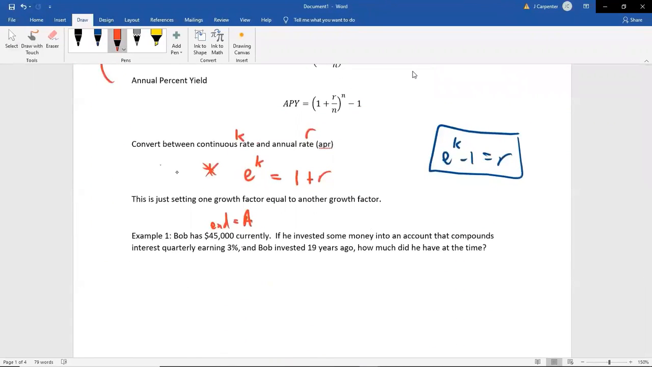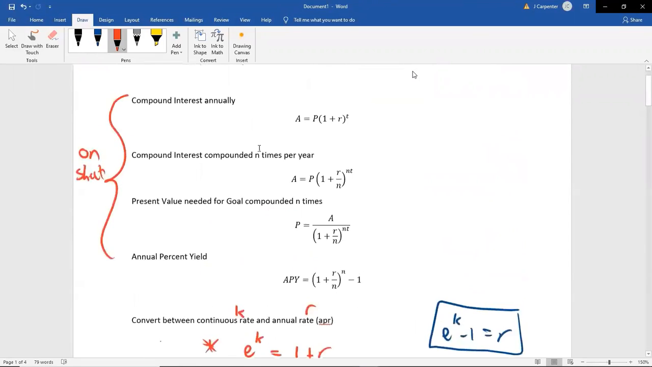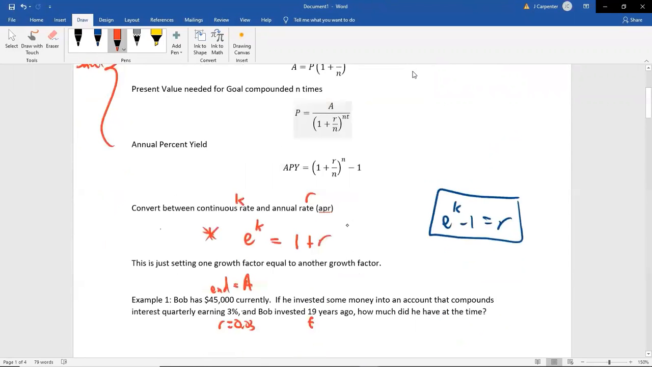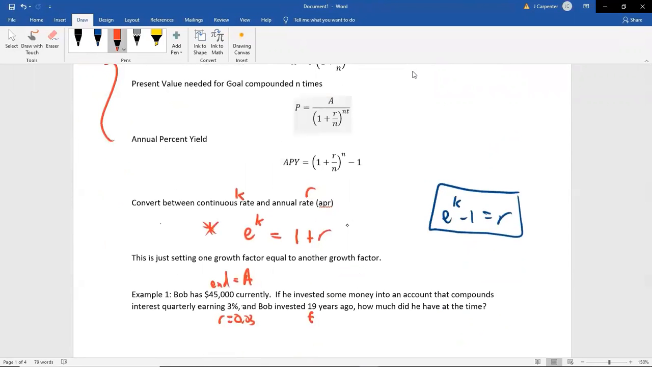So our rate of 3% means it's 0.03 as a decimal. 19 years, that's our T. But, well, how did we compound? Because we're going to be using one of these formulas. I'm not saying which yet. But some of them have an N, some of them don't. The question is, do we need it? So we're compounding interest quarterly. So that's not annually, so we definitely can't use an N of 1.